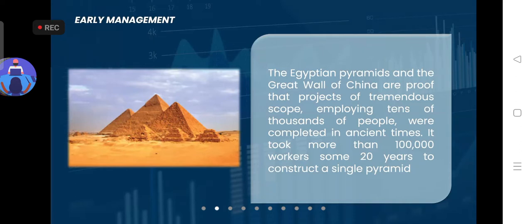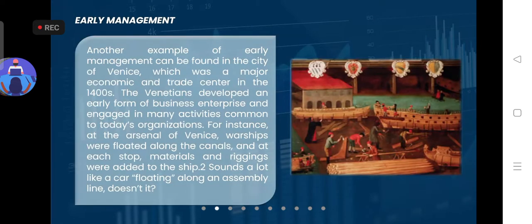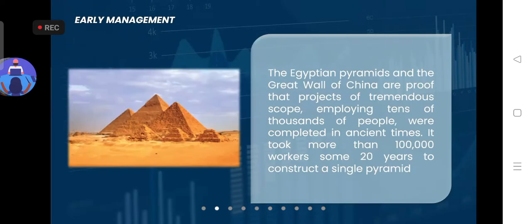So the first example is the Egyptian pyramids and the Great Wall of China. The Egyptian pyramids and Great Wall of China are proofs that projects of tremendous scope employing tens of thousands of people were completed in ancient times. It took more than 100,000 workers some 20 years to construct a pyramid.